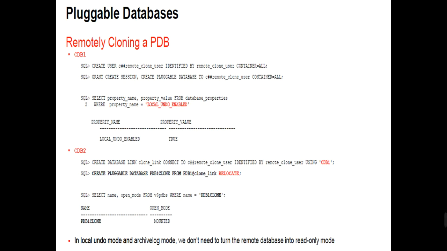The keyword, the main thing, is that we need to give relocate. What it does is unplug the database from there and plug the database in here, in another container database. That's relocate. You can check after that that it's in mounted mode. After that, you have to open the pluggable database in read-write mode. In local undo mode, we don't need to put the remote database in read-only. Okay, this is a common thing.